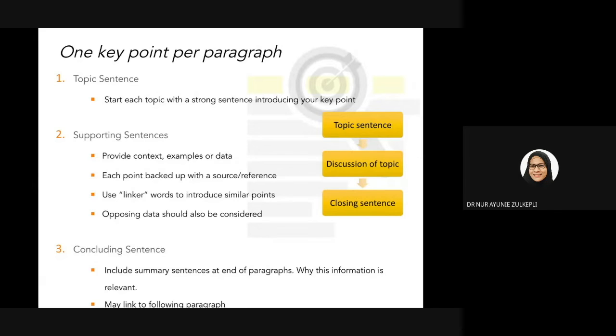So you should remember these three points: the topic sentence, the discussion of the topic, and also the closing sentence. Okay, for this one I picked an example which has effective paragraphing and also subheadings. This one includes the main body to explain different types of topics that the author picked to review.